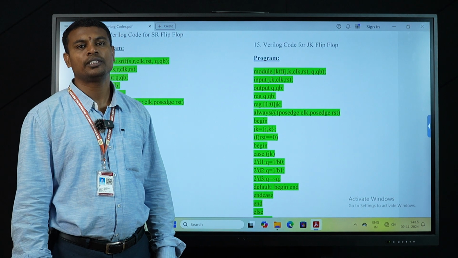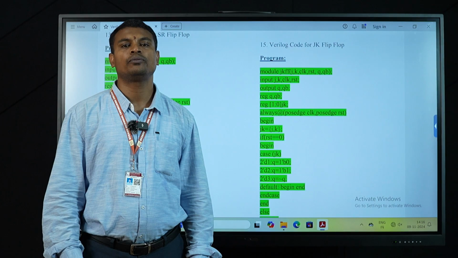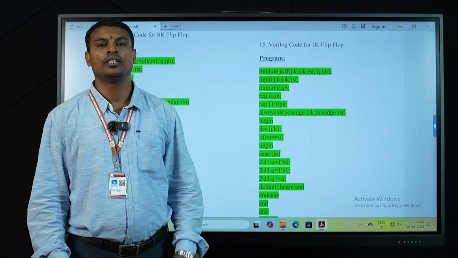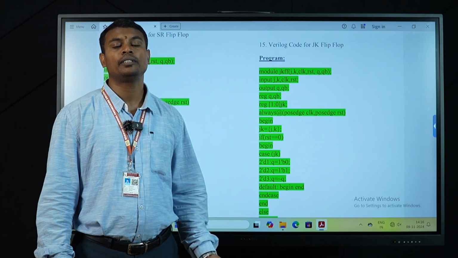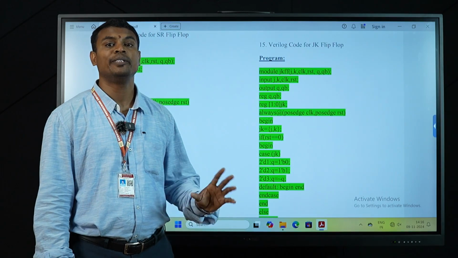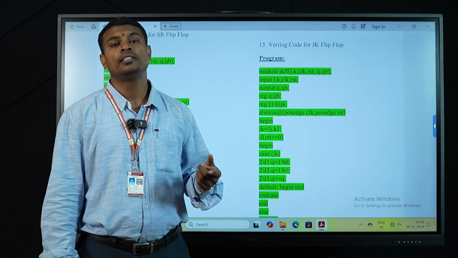Welcome you all to a new session. In this session we are going to see the Verilog codes for our sequential circuits. The Verilog codes that we have seen in the previous unit were related to the combinational circuits. Now in this session we are going to look at the sequential circuits.